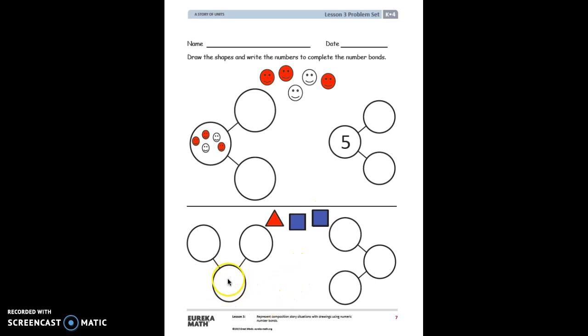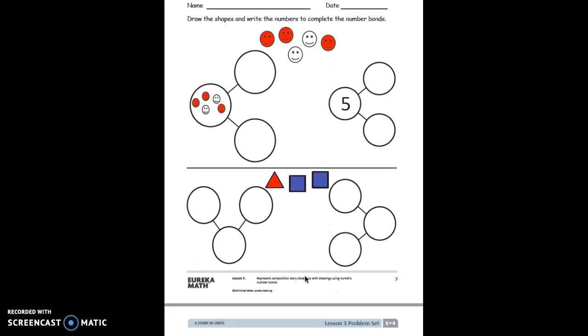So I'm going to draw the shapes that I see. I'm going to draw a triangle and draw 2 squares. And then I'm going to draw how many triangles there are and how many squares there are. Then over here I'm going to do the same thing, but I'm going to write the number instead of the picture. So in this circle I'm going to write the number 3 because there's 3 shapes. Can you figure out what missing numbers go here? Awesome job. Pause the video and do that.